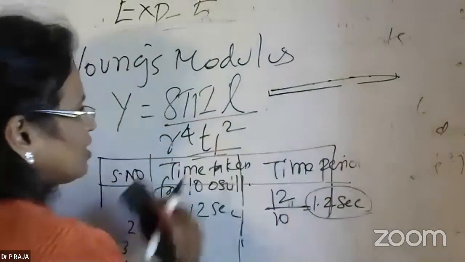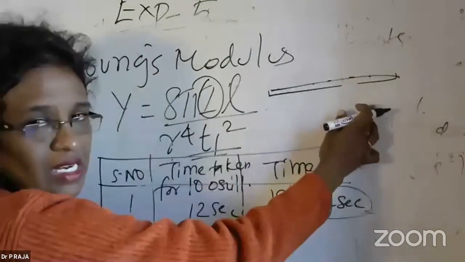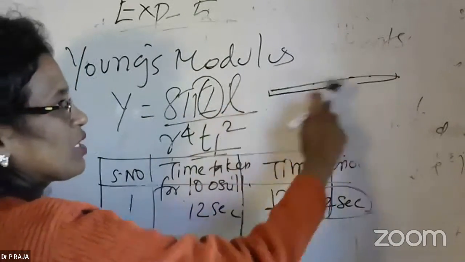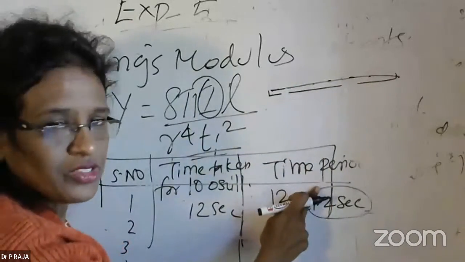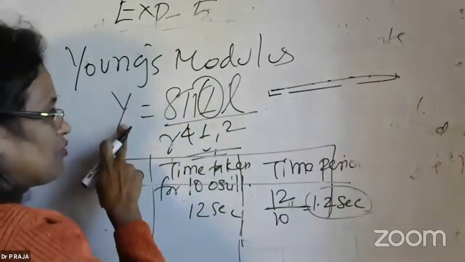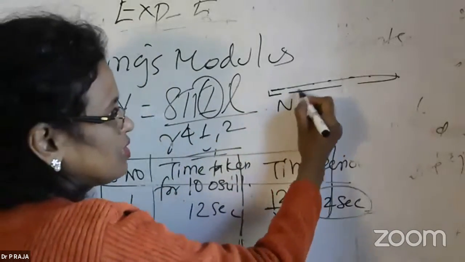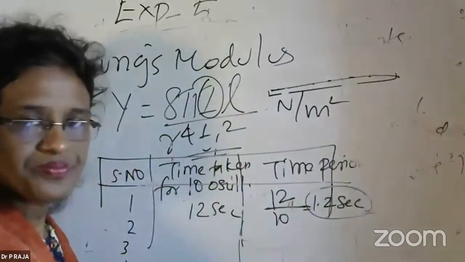And the moment of inertia, I said you will calculate before. The length of the wire you will measure. The radius of the wire you will measure using the screw gauge. The time period you will measure from here and substitute here, and find the Young's modulus. This also will be in Newton per meter square.